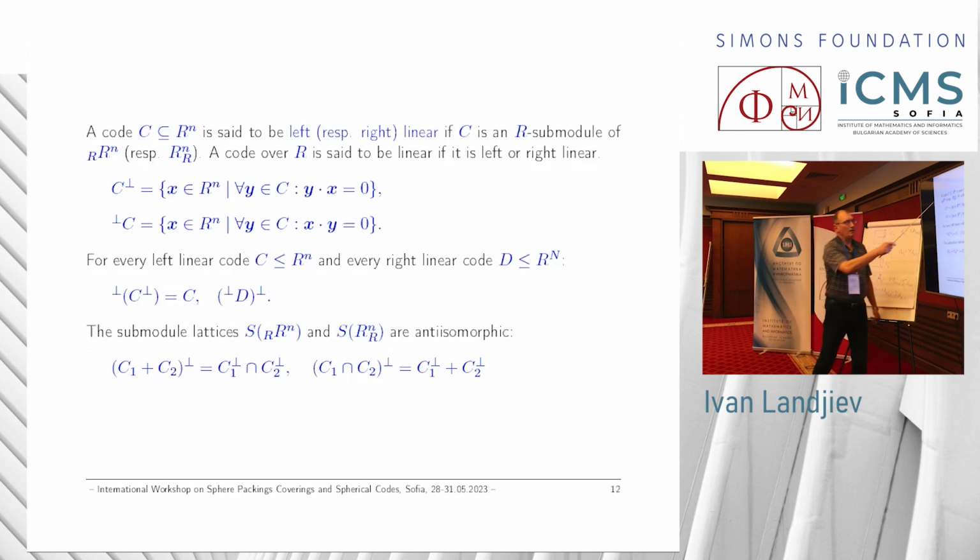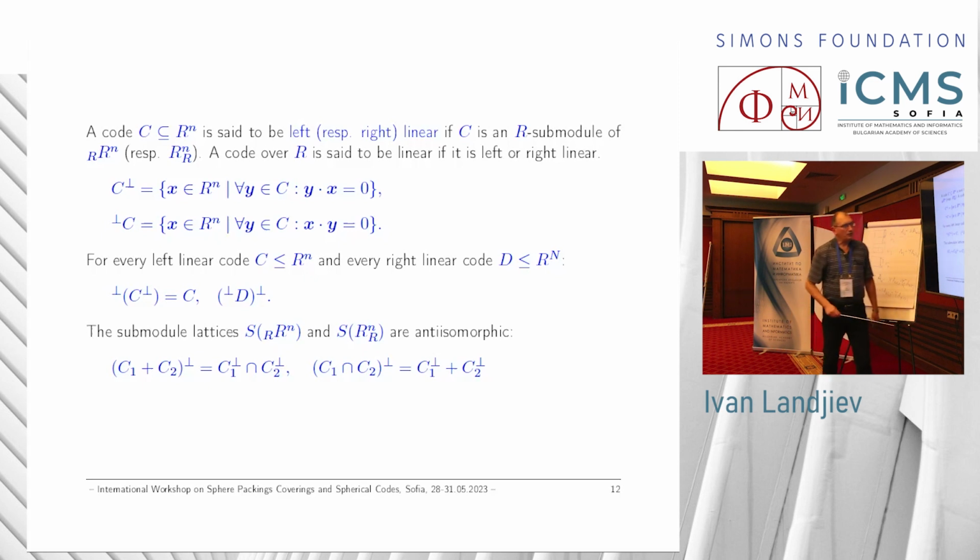And the codes: our ambient space will be R to the power n, all the n-tuples over the ring. Codes will be subsets, but if C is an R-submodule, left or right, because of course I didn't mention that Frobenius rings are not necessarily commutative, so we should distinguish between left and right. If we have a submodule, left or right, the code is said to be linear. It should be either left or right.